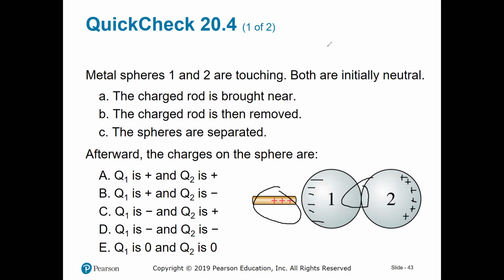But let's look at the order here. The charged rod is then removed, then they are separated. So once you move this away, then these charges will flow back to where they were, and everything will be neutral again. I showed that with the simulation there. So the charges on 1 and 2 will be neutral.